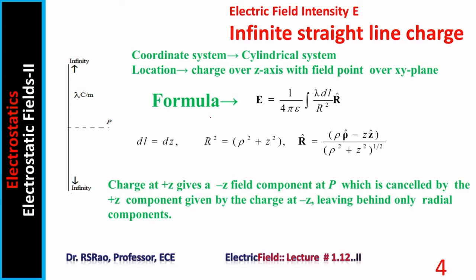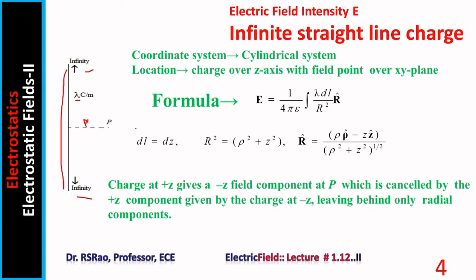Now we consider how to find field intensity in the field given by an infinite straight line charge. It is shown here: infinite straight line charge, infinity downwards, infinity upwards. Let us suppose lambda is the charge density in coulombs per meter. At a point P we are interested to find field intensity. Let us suppose the distance of this point from the charge is rho. Now we solve the problem.